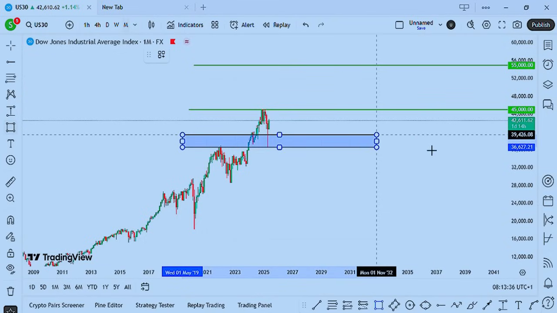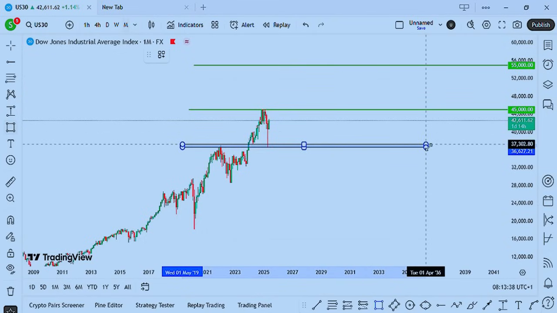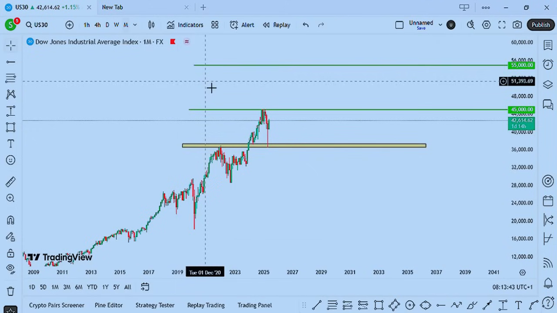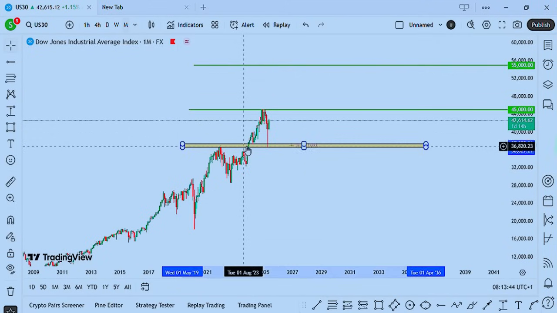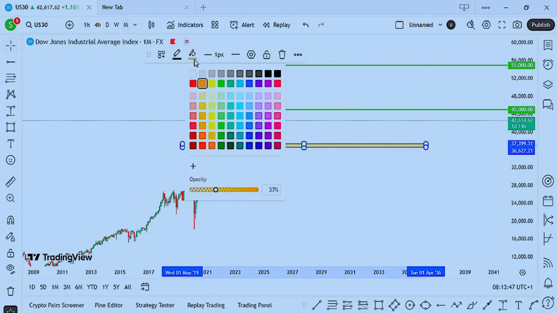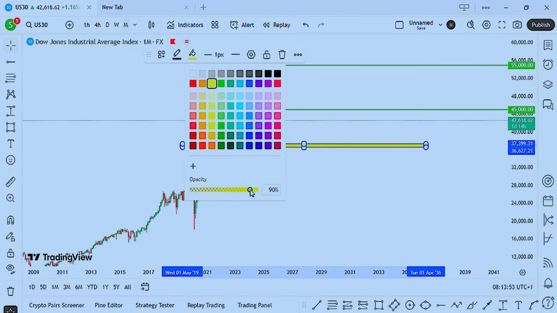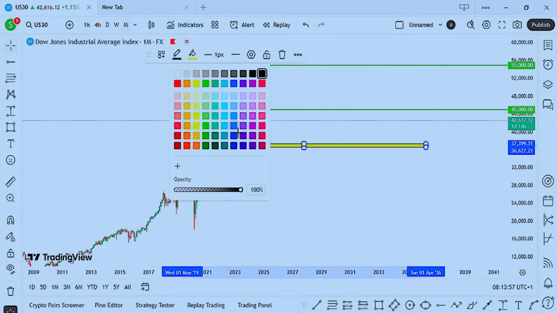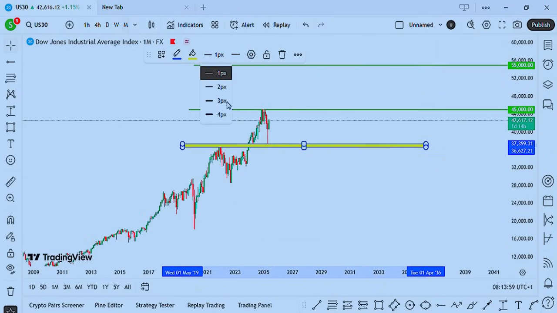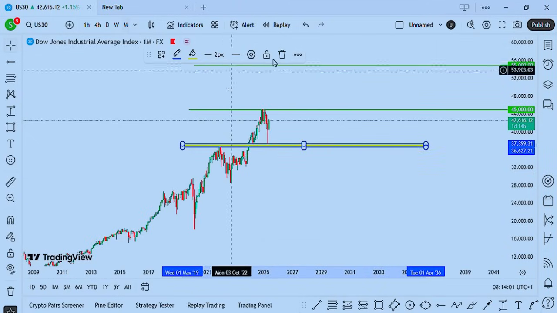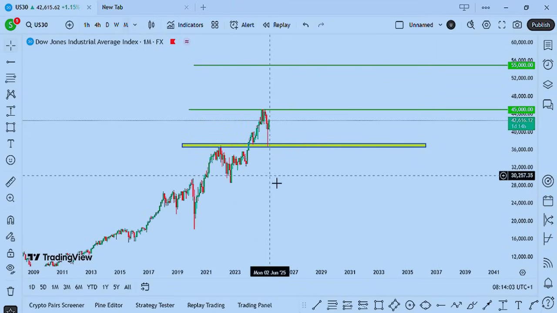All right, let me just change this color. I love yellow. Sorry, I don't like this color. I love yellow, light yellow. Then I'll put it on this. I'll change this to blue and increase the thickness. Good.